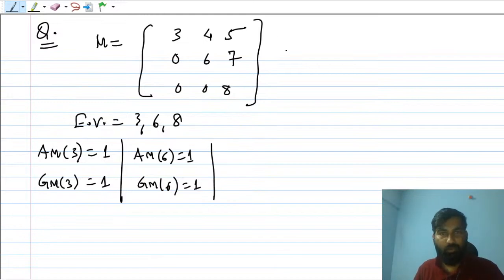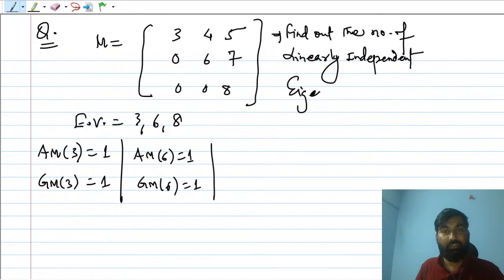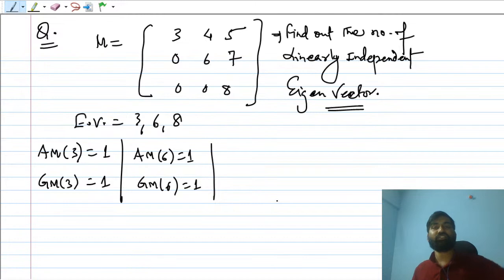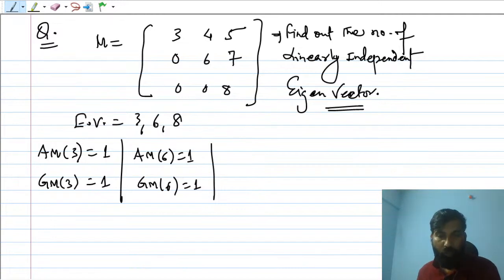And in this case, what you have to find out is the number of linearly independent eigenvectors, not simple vectors. So this kind of question will be asked. They will give you the matrix and you have to find the number of linearly independent eigenvectors. So how can you find it?